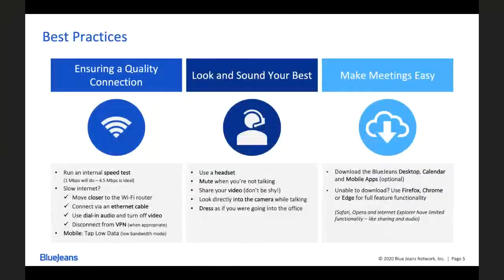If you're working from home and you're unfamiliar with using BlueJeans in a work from home environment, you might start by running a quick speed test. 1 Mbps up and down, it'll do the job. 4.5 is ideal, it's optimal if you want to use all the features and share your video and computer audio, but 1 is the minimum to do all of the basics.